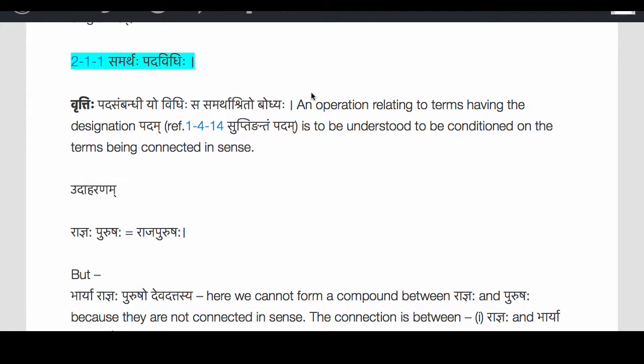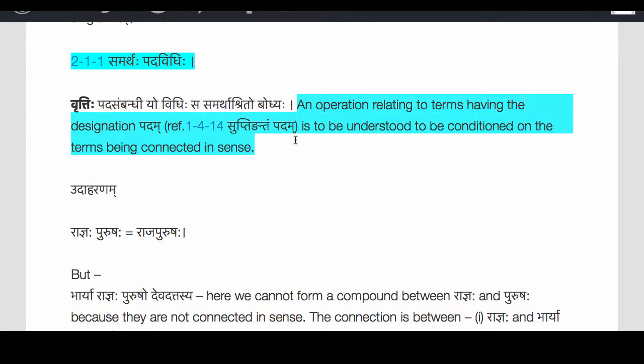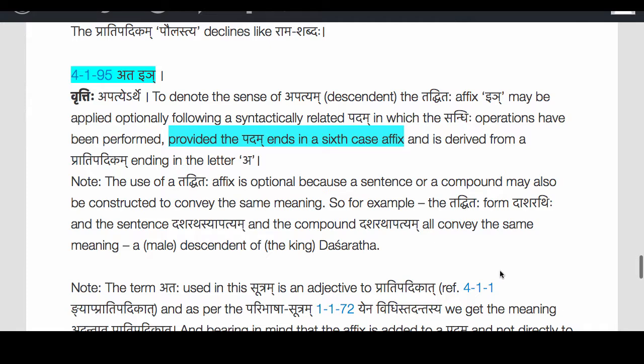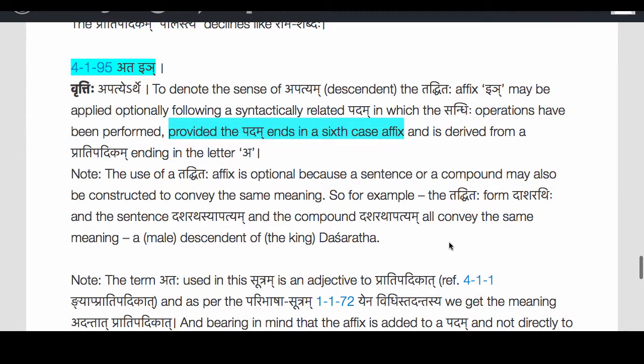Samarthah padavidhi, which is the sutram 211, tells us that padasambandhi yo vidhi sa samarthashrito bodhyaha, meaning the operation relating to terms having the designation padam is to be understood to be conditioned on the terms being connected in sense. So that is why the meaning of this sutram 4195 says that the affix is applied following a syntactically related padam.